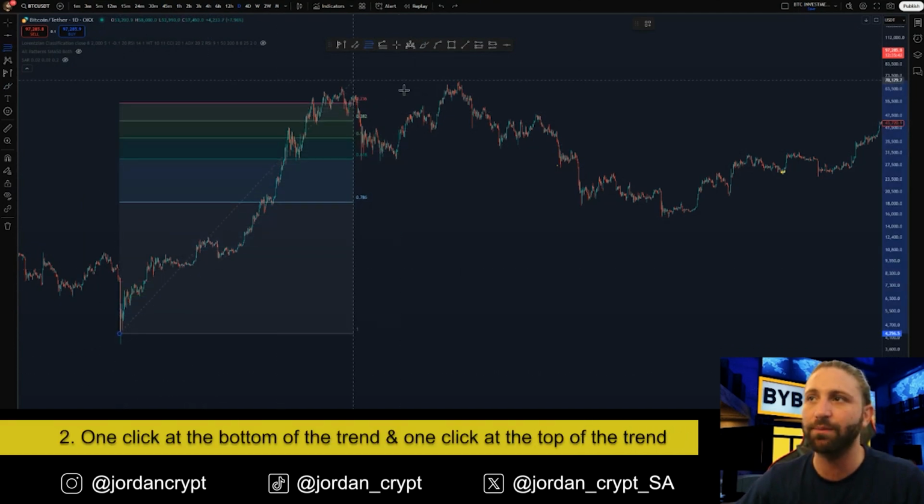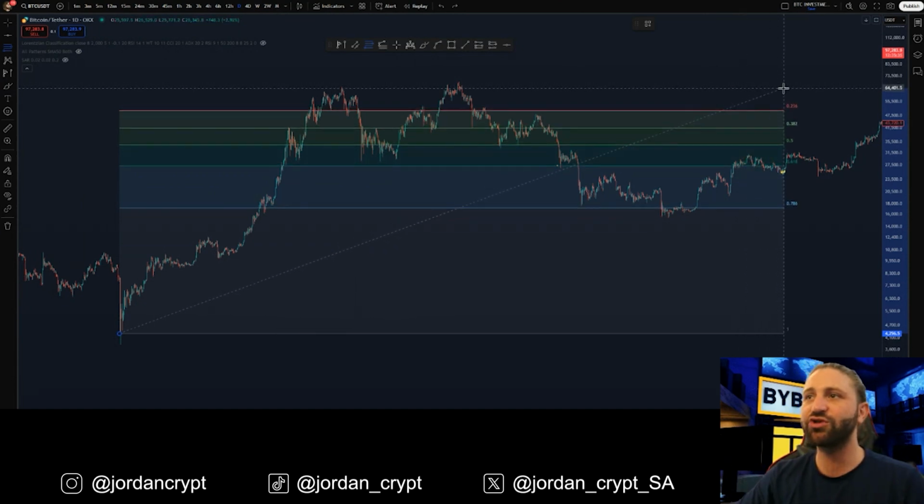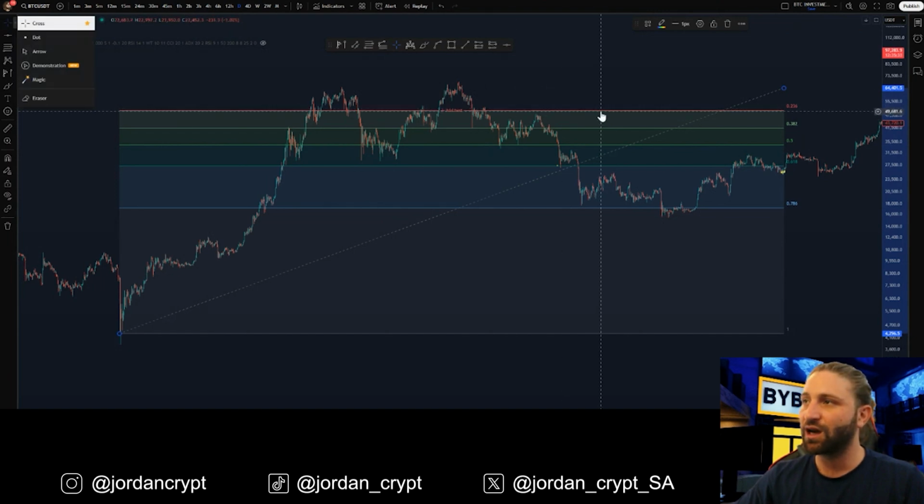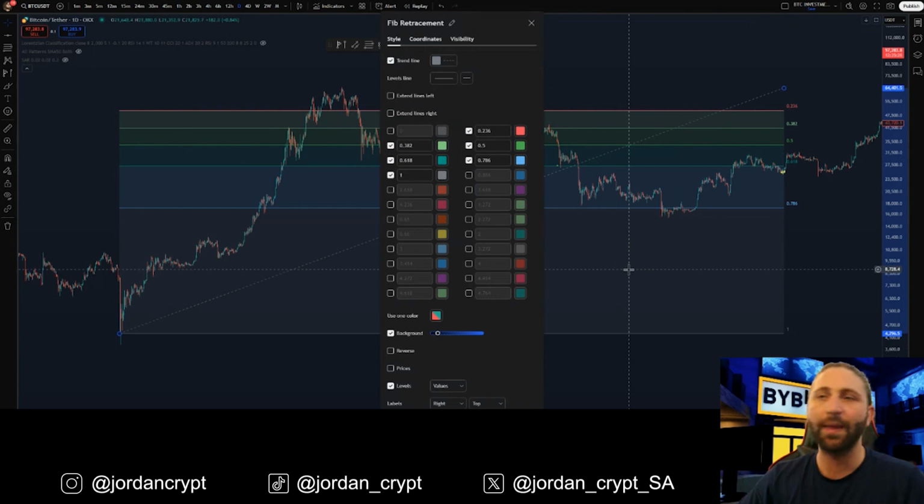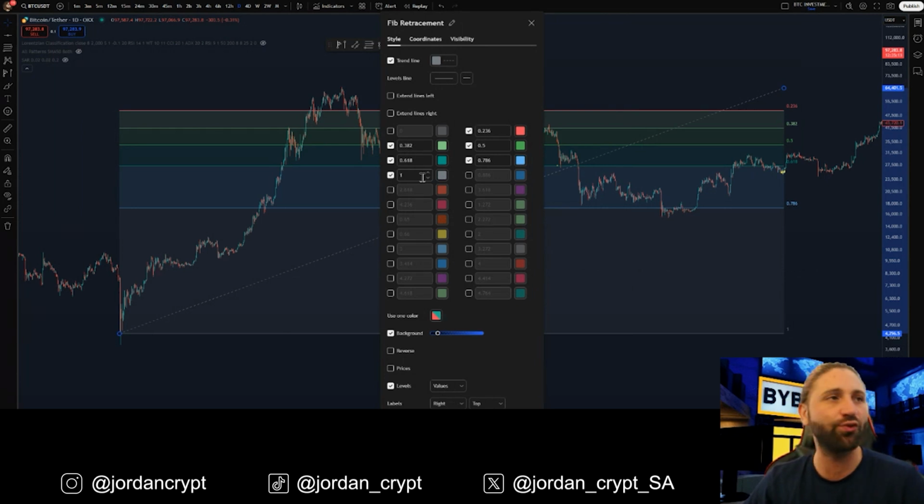One click at the bottom, one click at the top, and make sure you drag it all the way out for future price action. I want you to clean up your Fibonacci retracements to only have a few levels. A lot of the time, your retracements will have a huge amount of levels, and that can get confusing. I want you to focus on the major levels, which are the most significant, which are, of course, the 0.236, the 0.382, the 0.5, the 0.618, the 0.786, and the 1. And I know this is confusing, but once you read the articles on Fibonacci retracement, you will understand this.